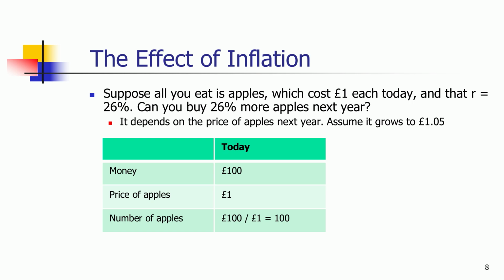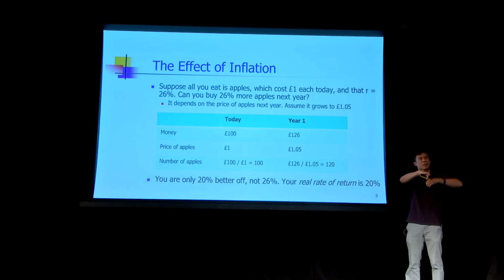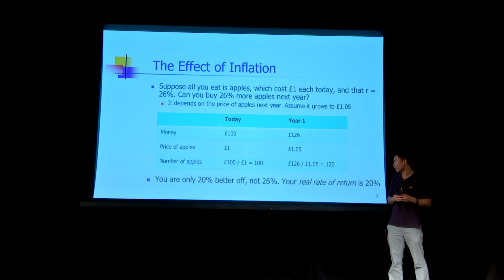£100, £1 per apple, 100 apples. Now, next year, our money has grown from 100 to 126. Why? Again, the interest rate is 26%, so our money's gone up. But the price of apples has gone up from £1 to £1.05. So the question is, how many apples can we now buy? How do we calculate that? How much money do we have, divided by the cost per apple, that gives you the number of apples. So £126 divided by £1.05 per apple gives us 120 apples.